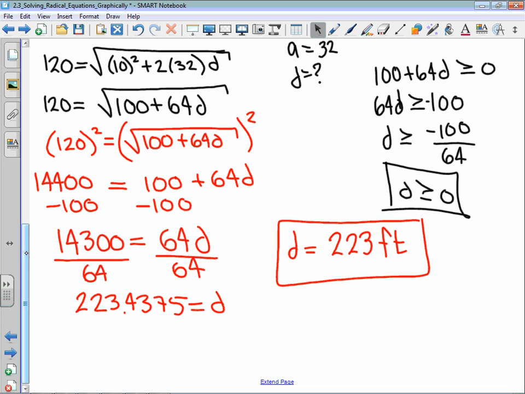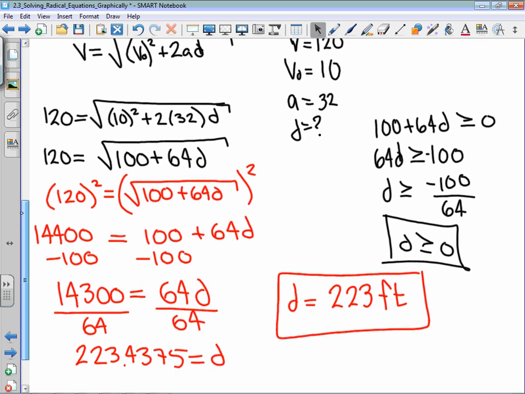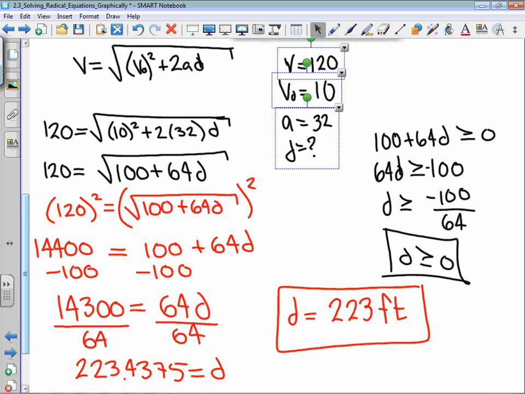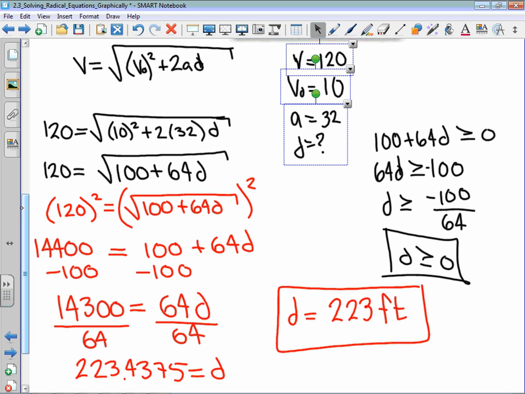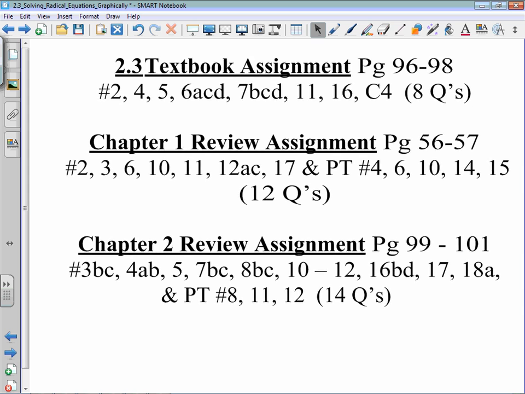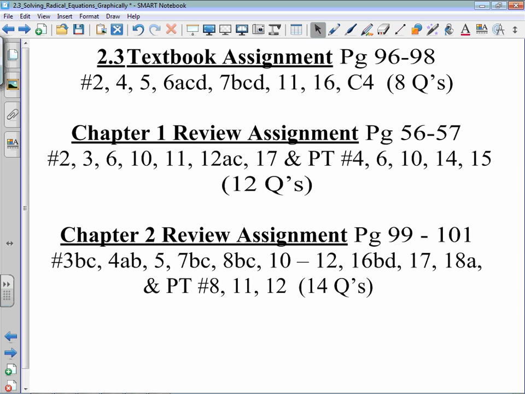You have to be comfortable with taking the paragraph and identifying what I did right here, which is what variables are given and what variable is the unknown. All right, so that's the last example. So I'm just going to put up the typical assignment there. Please do make sure you're checking Google Classroom for any sort of modification and keep chipping away at it.